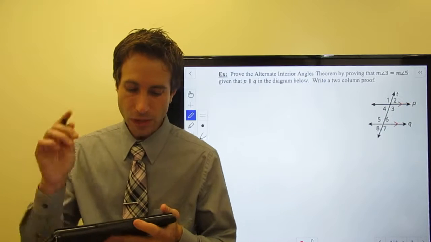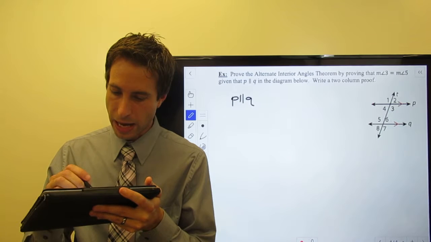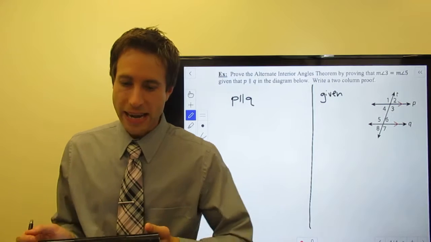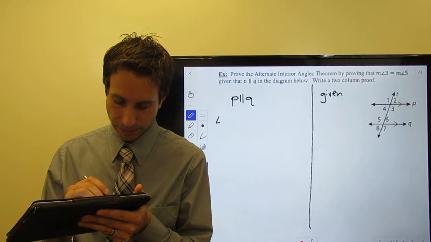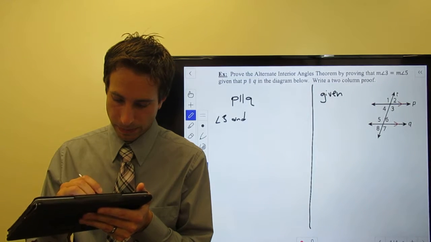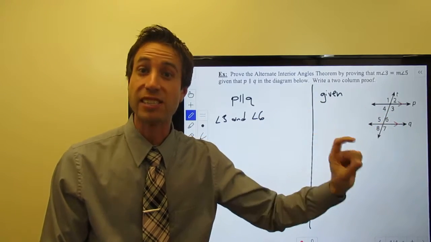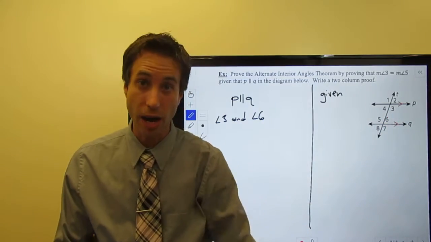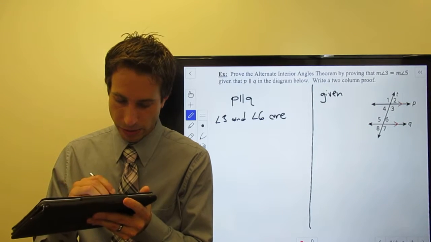All right, here we go. So here's what I know. I know that P is parallel to Q. How do I know that? It's given. Now the next thing I know is that angle 3 and angle 6, look at this, they're consecutive interior angles. That means they're supplementary. These two angles have to sum to 180 degrees. So angle 3 and angle 6 are supplementary.